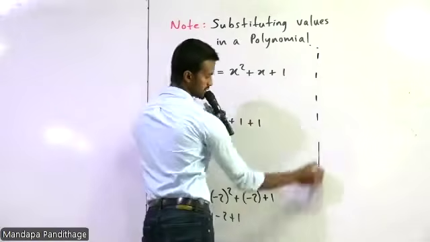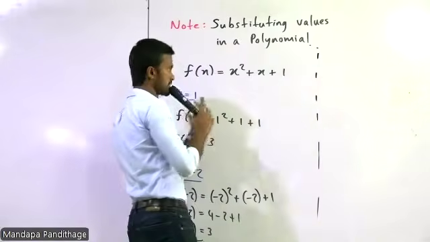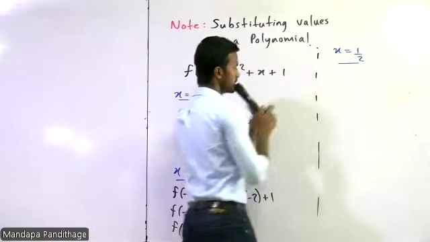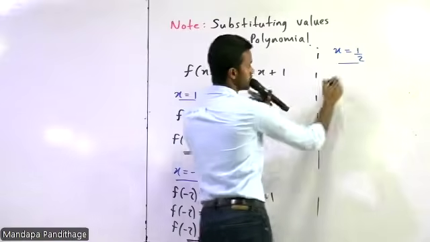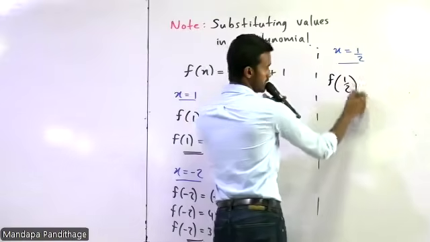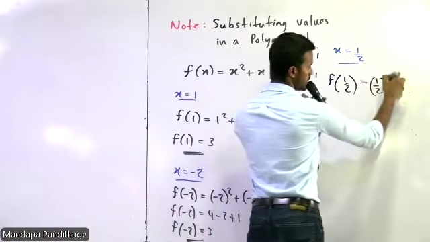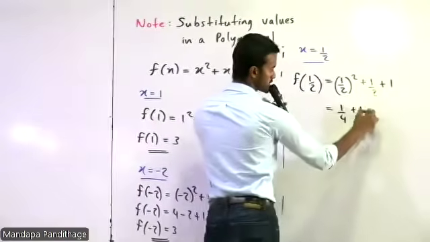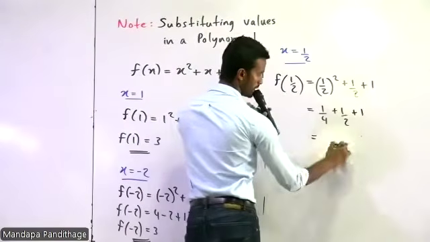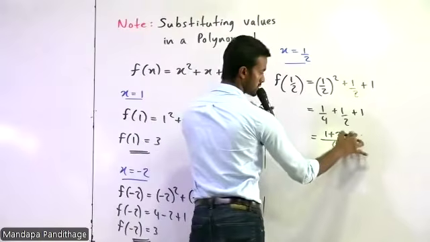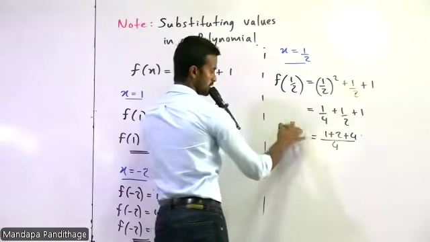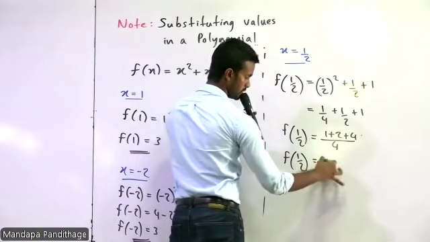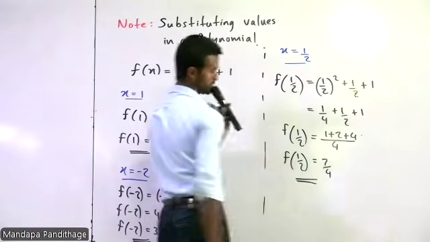Not only integers, you can even consider fractions. I'm putting x equals half. So when you put x equals half, it's f(half), which is equal to half squared plus half plus 1. That is 1 over 4 plus half plus 1. If you take 4 in common, 1 plus 2 plus 4. So then you get f(half) is equal to 7 over 4.